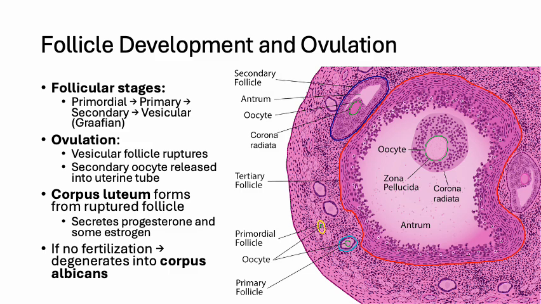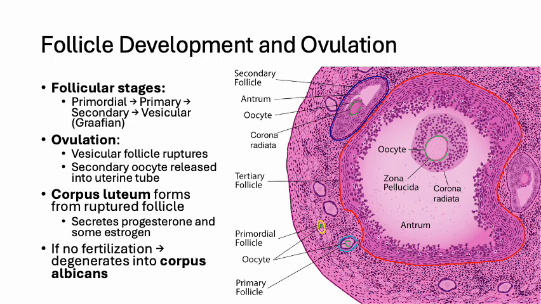Each month, a few follicles begin to mature, but typically only one reaches full development. The follicle progresses through several stages, starting at the primordial follicle and developing into a primary, then secondary, and finally into a vesicular or Graafian follicle.